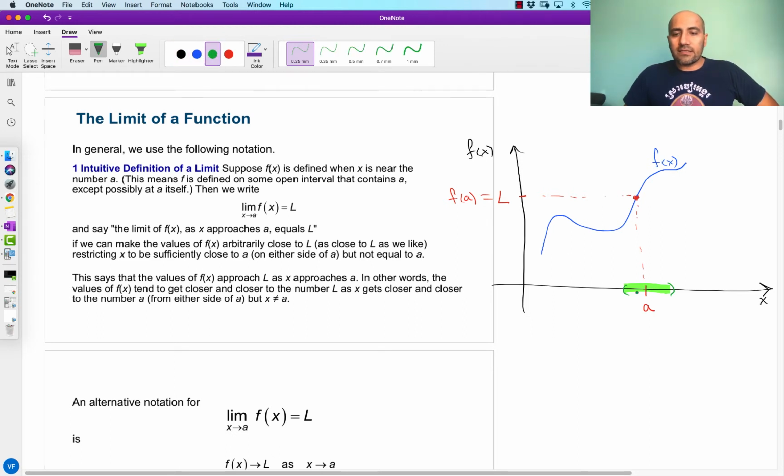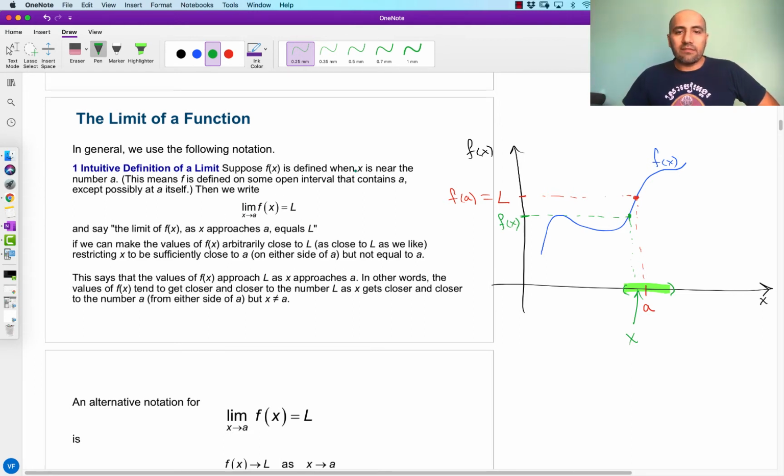So let's say x is maybe that value right in there. So x is some value chosen near a. It will then map to some value over here, and so we'll have some f of x value over here. Okay, so that should be a picture that you can follow along with.